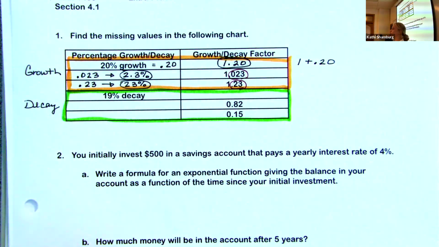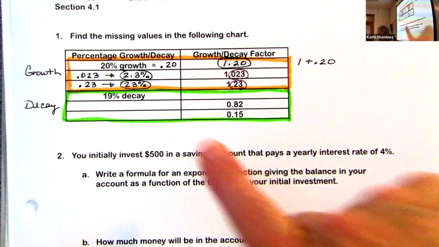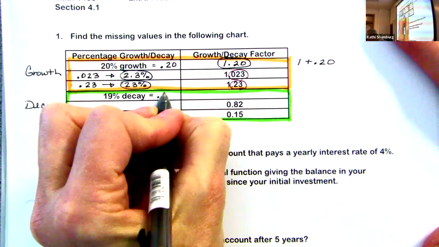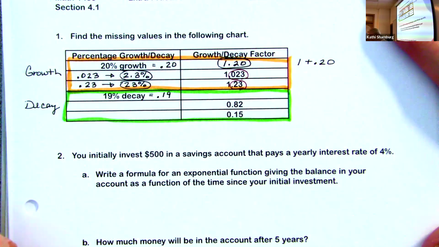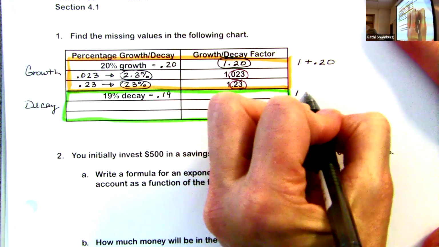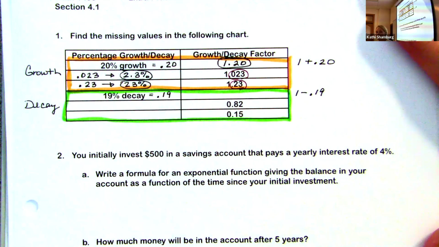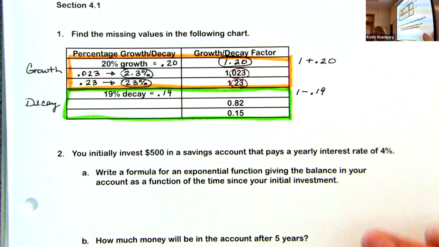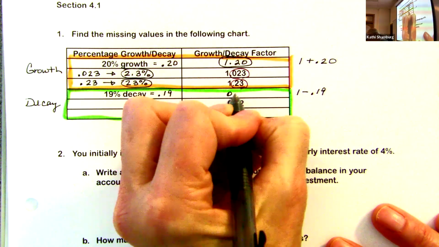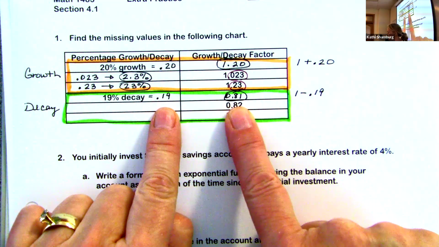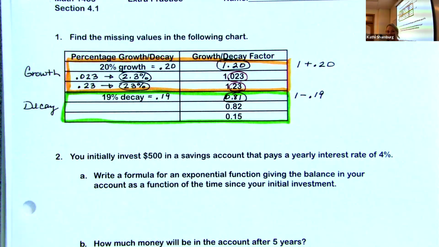Any questions on the growth part, going back and forth? I think that's typically the easier of the two for students. Okay, now we have decay. 19% is the same thing as 0.19. And on decay, we know we subtract from 1 because our number needs to be a number smaller than 1. Did you get 0.81? And 19% plus 81% is 100%. So I know I'm okay.